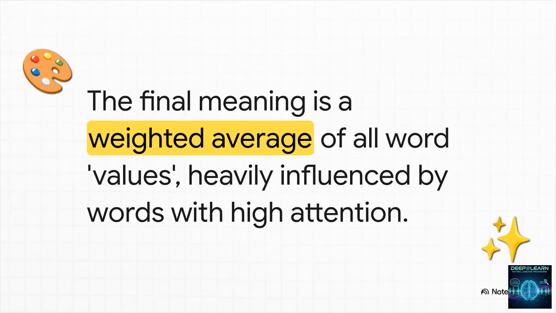So here's the key takeaway. The final contextual meaning for bank is just a blend, that weighted average again, of the values of all the words. But, and this is the important part, since the weights for "of" and "the" are basically zero, the new meaning ends up being almost entirely a mix of the original bank and river. It effectively ignores the fluff.